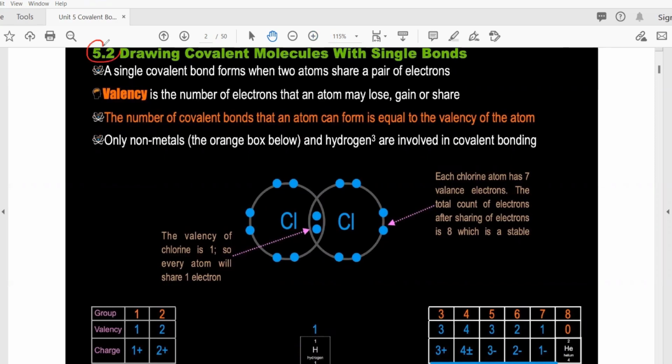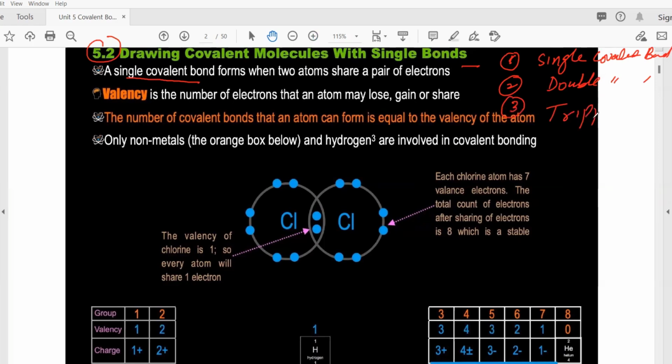After that, drawing the covalent molecule with single bonds. Now, why is a covalent bond known as a single covalent bond? This covalent bond has three categories. Number one, single covalent bond. Number two, double covalent bond. Number three, triple covalent bond. What is the difference between them?